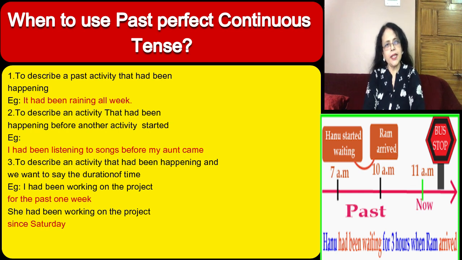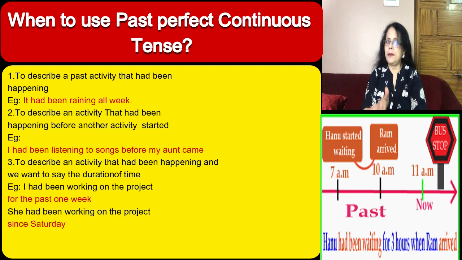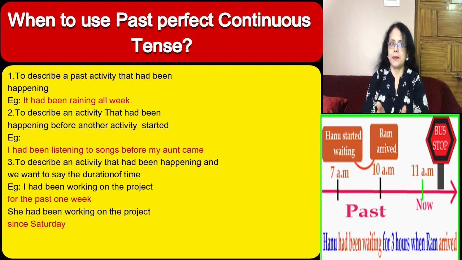Look at another example. She had been working on the project since Saturday. Okay, here too we are showing the duration of time, and how are we presenting it? Since Saturday. And what is the past perfect continuous tense here? She had been working. Right. So remember, when you want to show the duration of time, we use the words since and for. These are the two key words. And I hope you remember when to use since and when to use for.